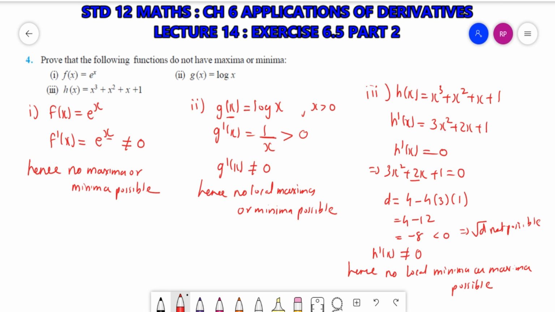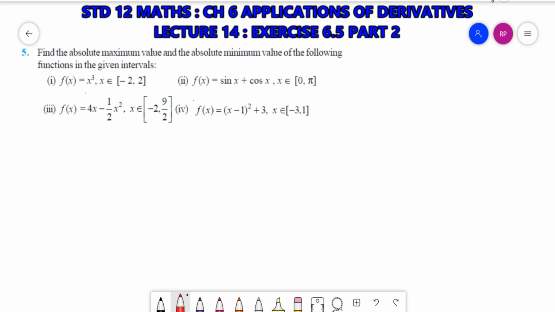Now let's move to the next, that is question number 5. Question number 5. Find out the absolute maximum value and absolute minimum value of the following function in the given interval. Absolute maximum, absolute minimum means the global maximum or minimum value. Means first the value at critical point, then at the interval boundaries, that is minus 2 and 2 in this question. Now maximum from all three and minimum from all. Okay. So let's solve it.